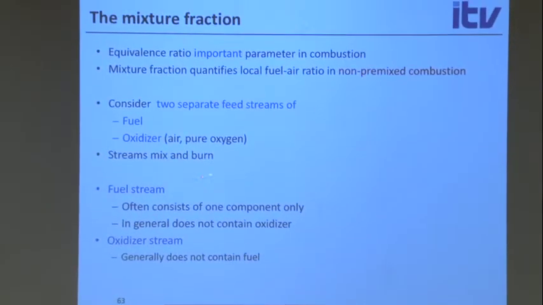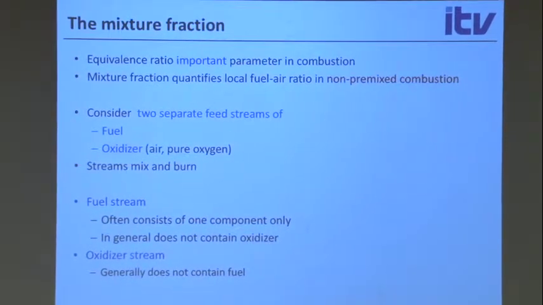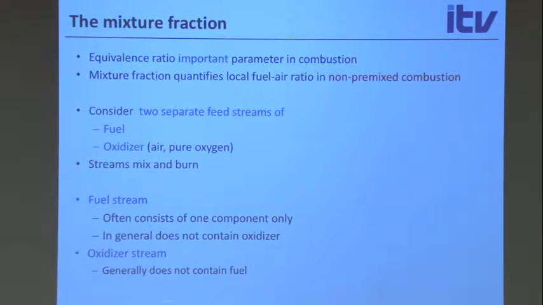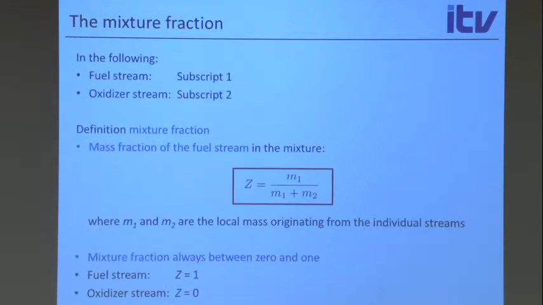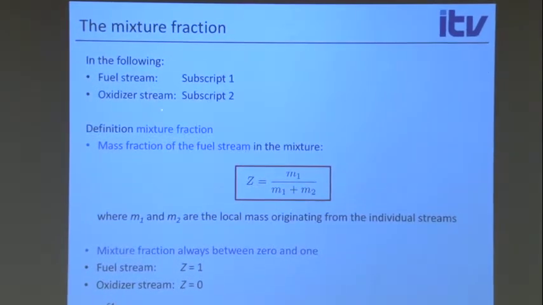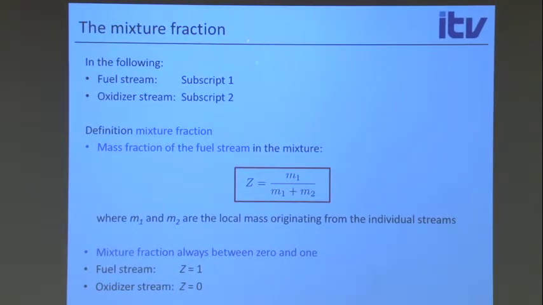So these two streams mix and burn, and as I said, often we have only one component in the fuel. Generally, it doesn't contain oxidizer, but it could. And the oxidizer stream generally doesn't contain fuel, but it could also contain fuel. Again, it's just a mass ratio between two different streams. So we define it. We usually call the fuel stream subscript 1, the oxidizer stream subscript 2. We define it as the mass that comes from stream 1 divided by the total mass. That's what it is locally.